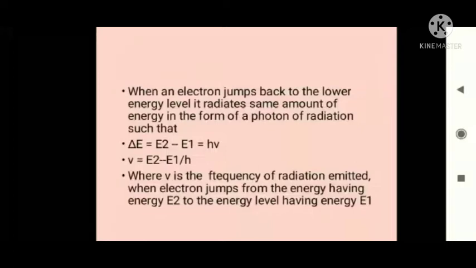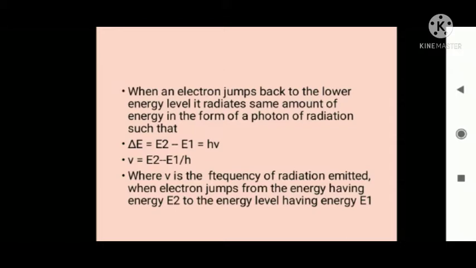So these are the main points of Bohr's atomic model, and using this atomic model, Bohr could overcome the limitations of other atomic models, that is J.J. Thomson's atomic model and Rutherford's atomic model. That was found to be the merits of Bohr's atomic model. He could overcome the limitations of other atomic models.